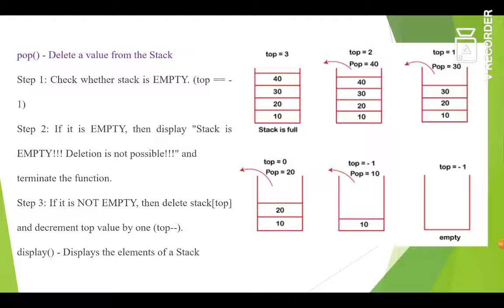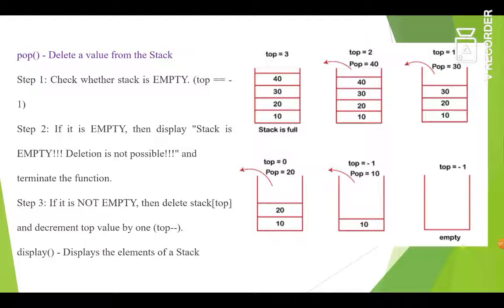Okay, so see the figure, we are in the full stack, that is top equal to 3. We perform a pop operation. So what is pop? It returns the topmost element, that is stack of top is returned. Stack of top, that is stack of 3, it is 40. So the popped element is 40.